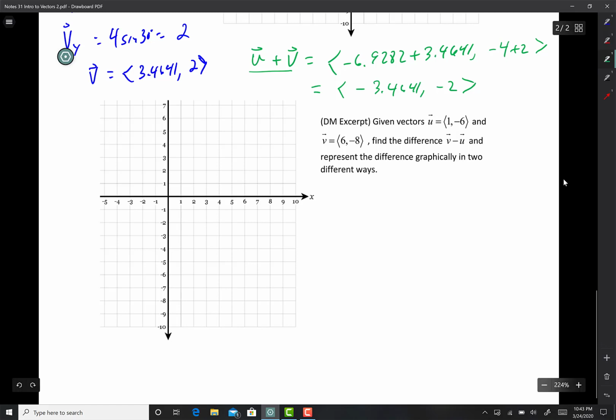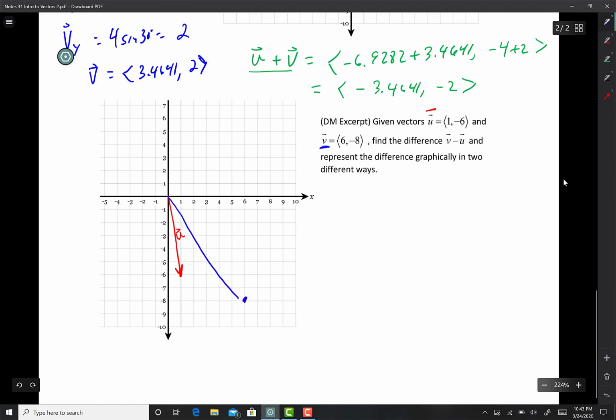So let's go ahead and first say what vector is what. So U is (1, -6). So let's see, 1, negative 6 point, and so that's U. It's not perfect, but there we go. So that's vector U there. And vector V, I'm going to put vector V in blue here. So blue and red. (6, -8). So 6, negative 8.